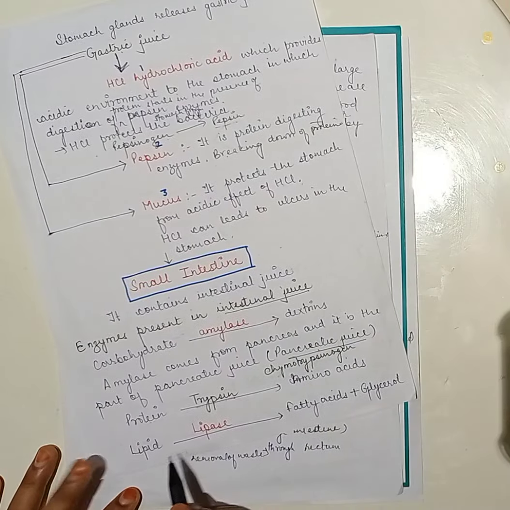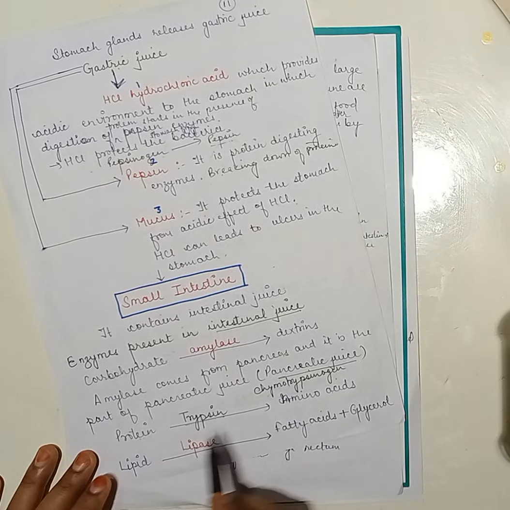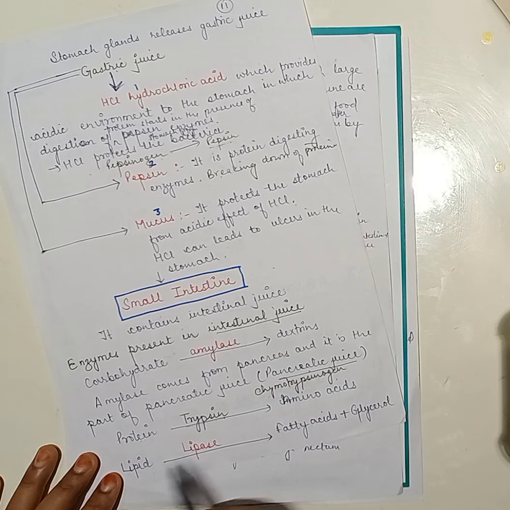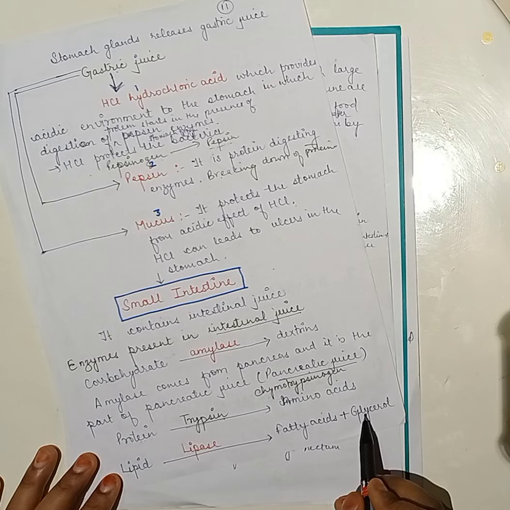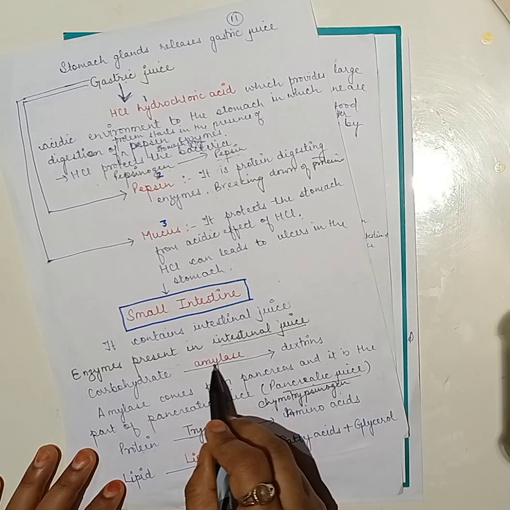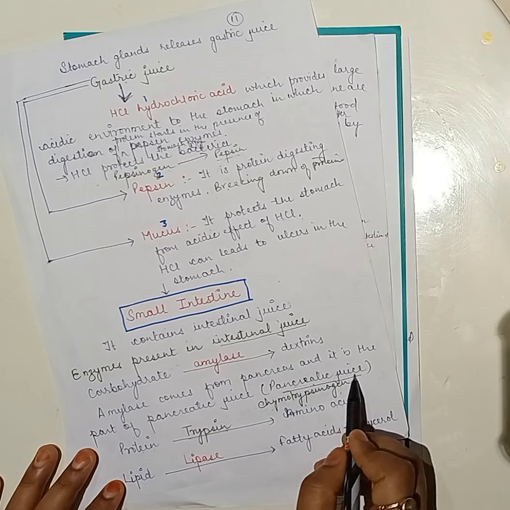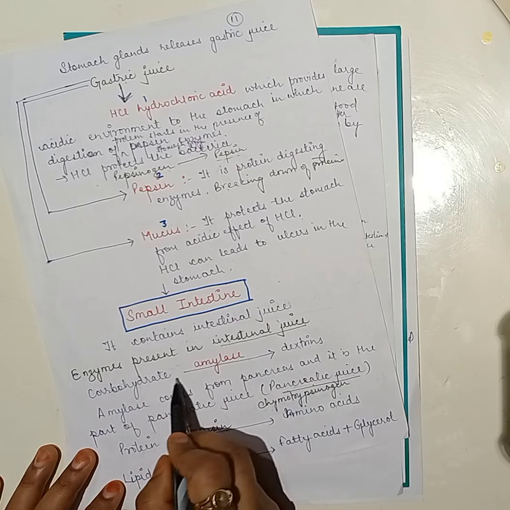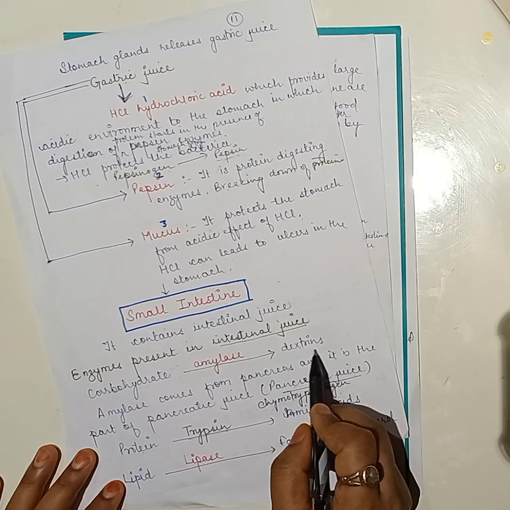Now the lipase enzyme present in the pancreatic juice breaks down lipid into fatty acids and glycerol. And for carbohydrate, another enzyme is also present in the pancreatic juice called amylase, which breaks down carbohydrate into dextrin.